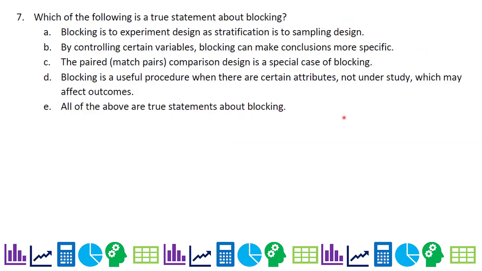Number 7. Which of the following is a true statement about blocking? Blocking is to experimental design as stratification is to sampling design. That is true. By controlling certain variables, blocking can make conclusions more specific. Oh my goodness, that is true. I must be in trouble because it said, which of the following is true? The paired match pairs comparison design is a special case of blocking. Well, that one's true. Blocking is a useful procedure when there are certain attributes not under study which may affect outcomes. Yeah, so you can try and homogenize your groups, make it easier to see differences. So actually, all of the above are true statements about blocking.